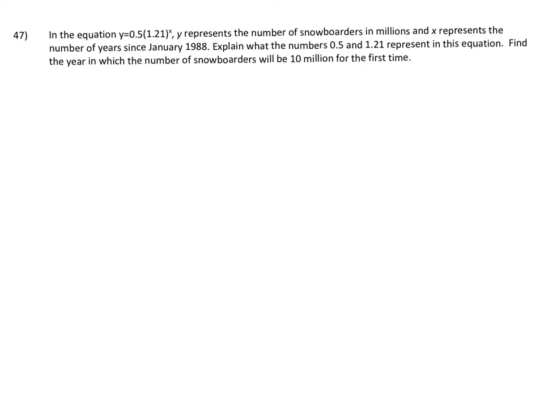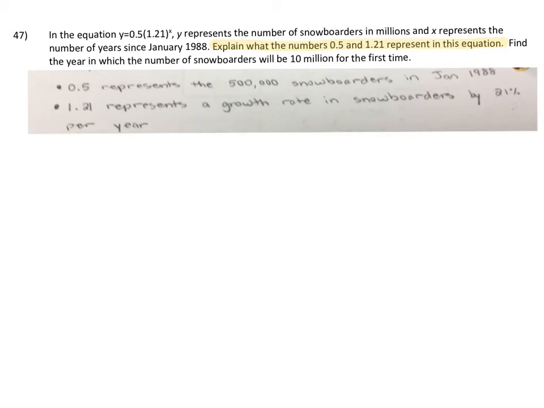Okay, so in 47, the first thing they want us to do is it says explain what the numbers 0.5 and 1.21 represent in this equation. Okay, so the 0.5 doesn't actually represent a half a snowboarder. A key point right here is in millions. So because this is in millions, this means there were 500,000 snowboarders in January of 1988. You could either write 500,000 or a 500,000, it's both the same thing.